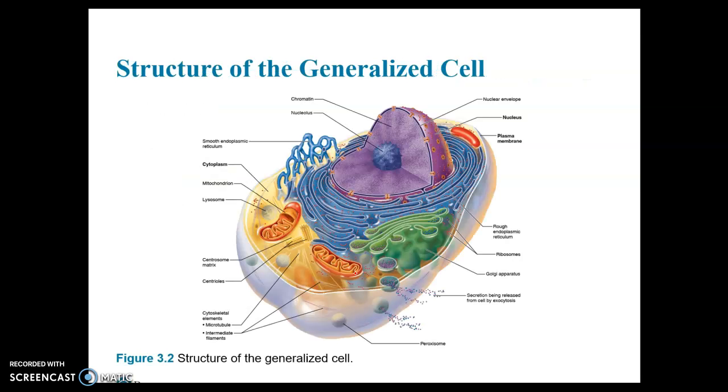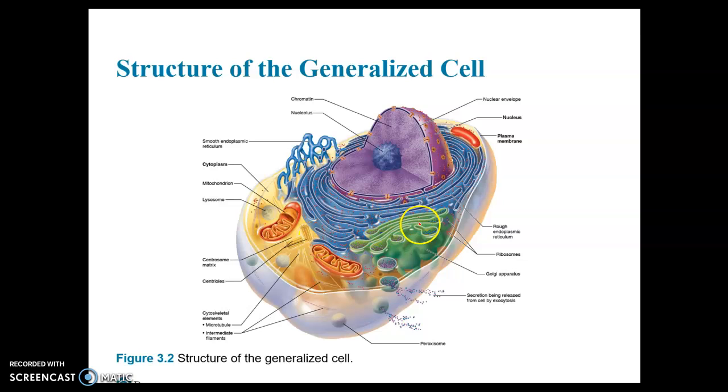If you look at a generalized cell, these are the organelles that you would typically find. Here is the nucleus, the largest organelle. Inside the nucleus is the nucleolus, and the DNA is spread out and uncondensed or uncoiled in a form we call chromatin. The nuclear envelope has these large pores in it called nuclear pores. And let's see, we have the plasma membrane on the outside of the cell.